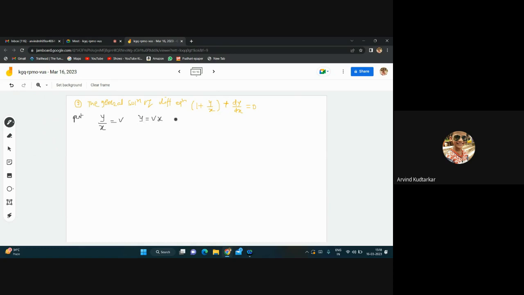So we need to find the derivative. Which term do we require? dy/dx. Taking the derivative on both sides, dy/dx equals first into derivative of second plus second into derivative of first. So v into derivative of x is 1, plus x into the derivative of v, which is dv/dx. Put this value of dy/dx in this place.